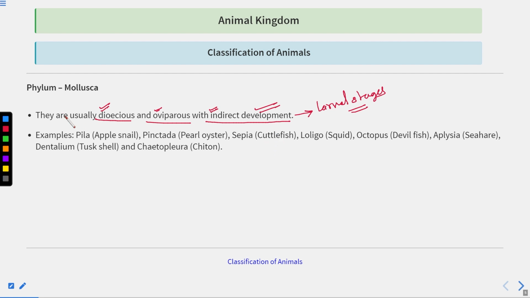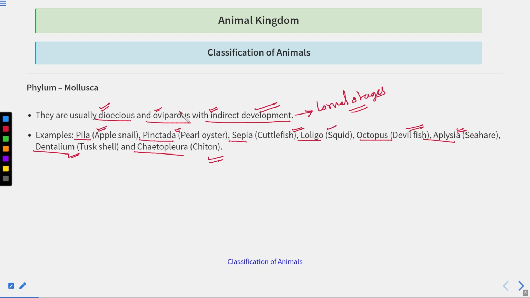Now, some of the examples are given here. Pila, that is commonly known as apple snail. Pinctada, pearl oyster. Sepia, that is called cuttlefish. Loligo, squid. Octopus, that is also known as devilfish, but this is not a fish. Aplysia, sea hare. Dentalium, tusk shell. And Chaetopleura, that is chiton. So these are some of the very, very famous examples of the molluscans.